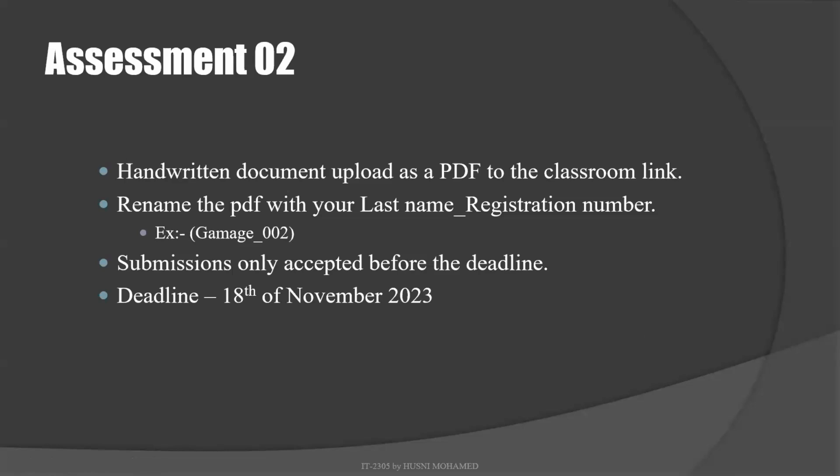Rename the PDF according to the last name underscore registration number, and upload it to the classroom, right? Strictly, I only accept submissions before the deadline. After the deadline the link will expire, and after that I will not accept submissions. So make sure to submit before the deadline, right? This comes under one of your evaluations for the final grade, right?